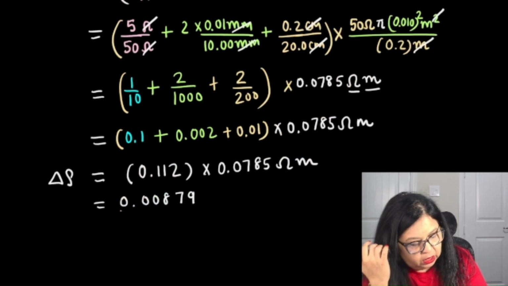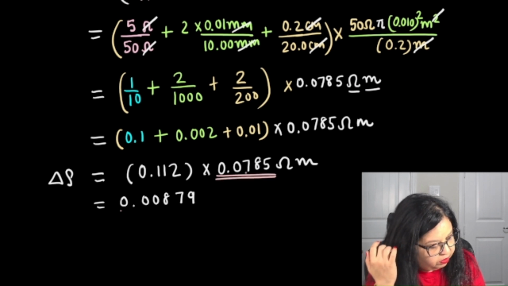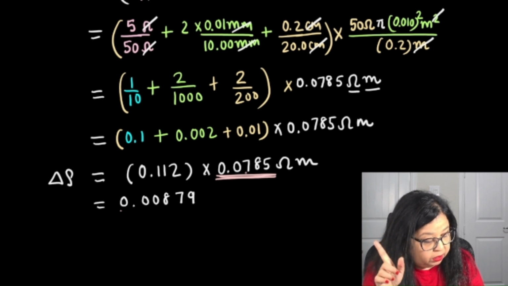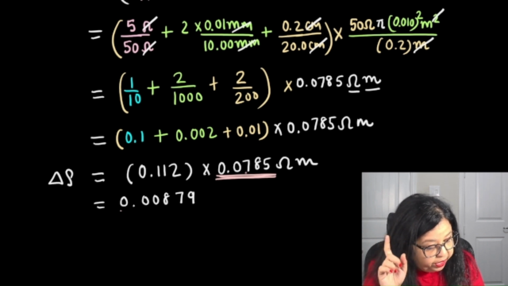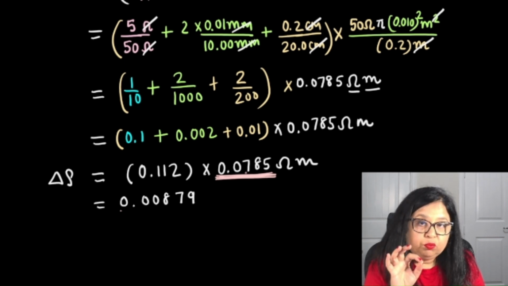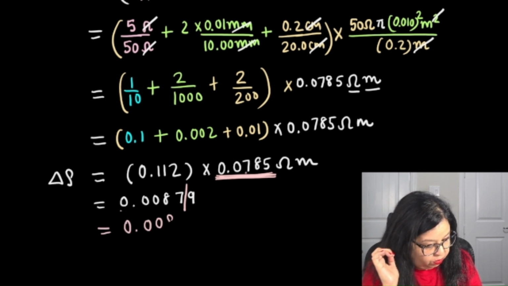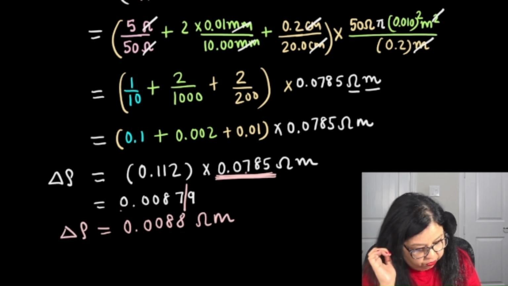That gives 0.00879. If we are to keep all the 3 sig figs here for the resistivity, then for the uncertainty, we should have 4 decimal places because this resistivity is up to 4 decimal places. So that means it truncates over here: 0.0088 ohms meter is your delta rho.